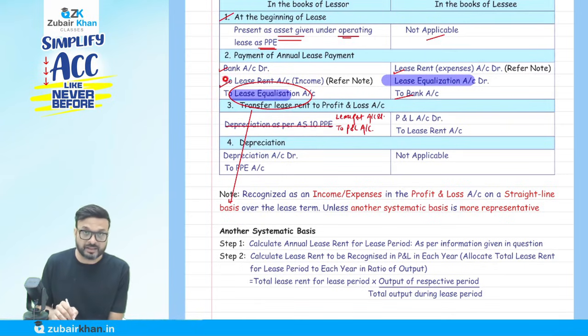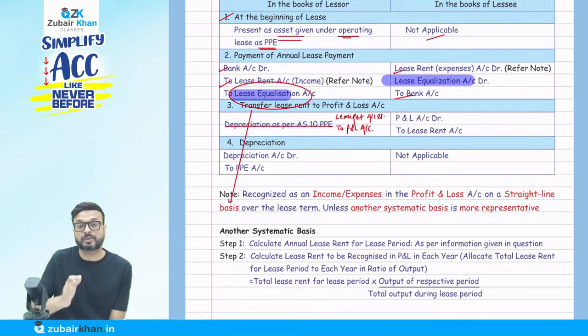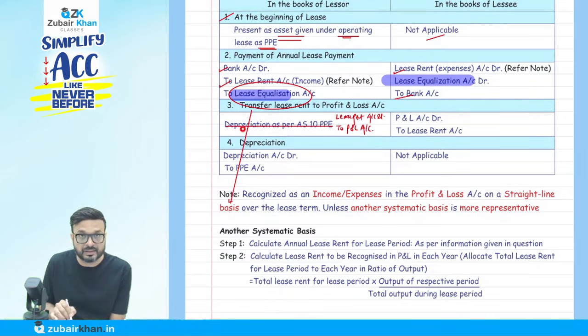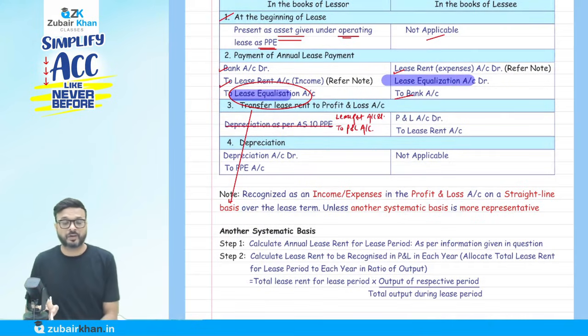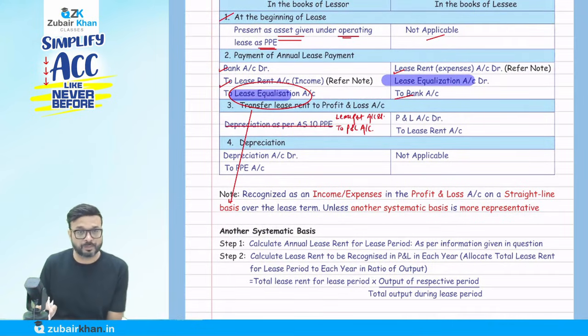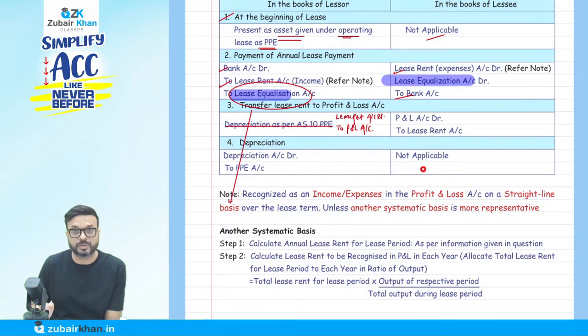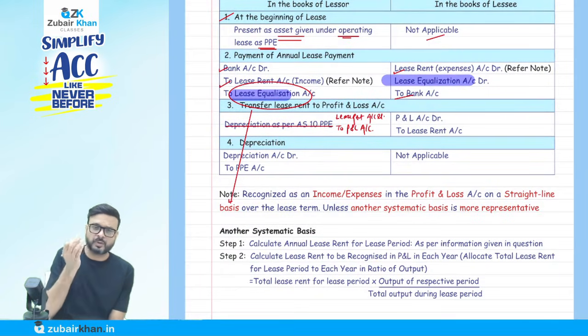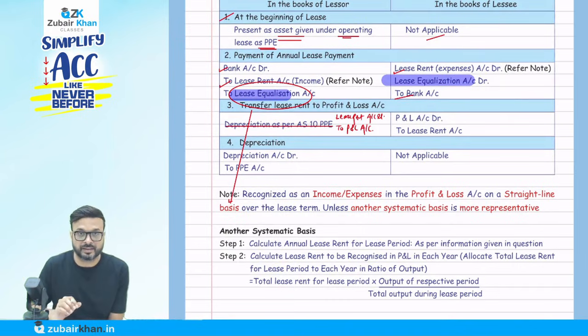Obviously, this rental is an income for you. He is going to transfer it to the P&L account, a nominal account. So lease rental will be debited and P&L will be credited, and he is going to charge depreciation because the asset is appearing in the books of the lessor only. Now it is an expense for the lessee. He will transfer the lease rent to the P&L, so P&L account is debited and lease rent credited, and depreciation is not applicable in the books of the lessee because he has not recorded it as an asset in his books of account.